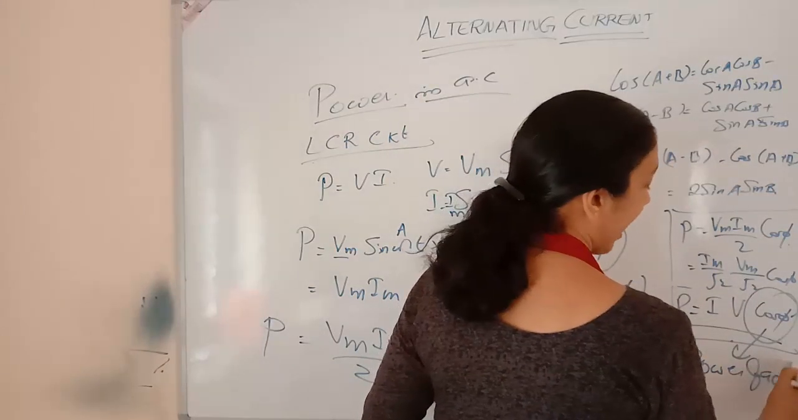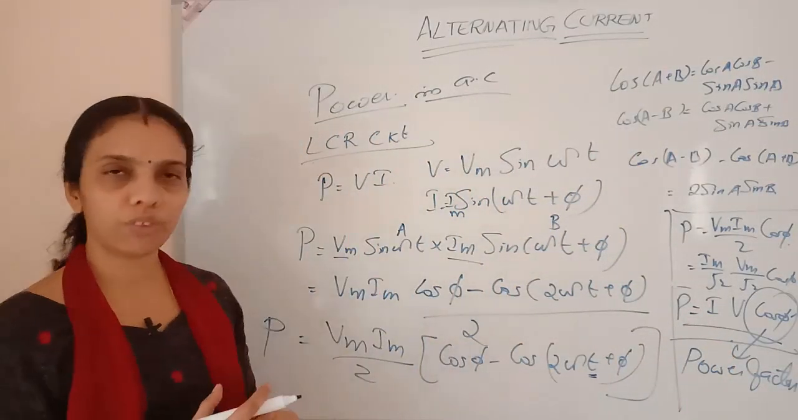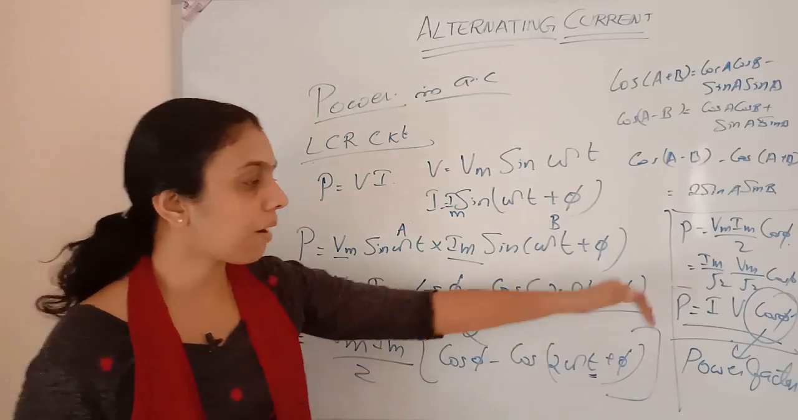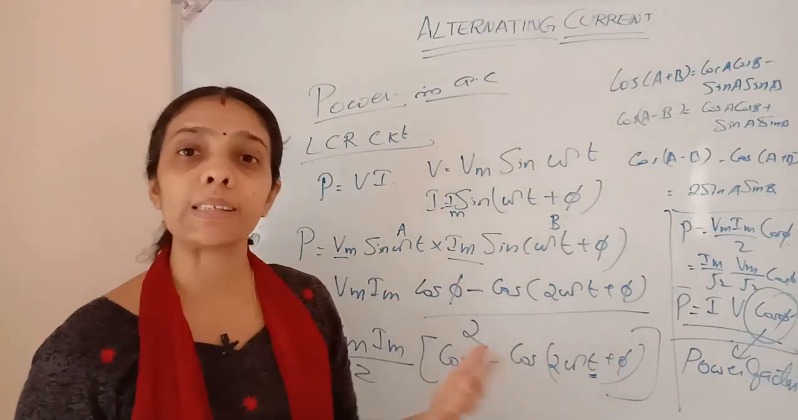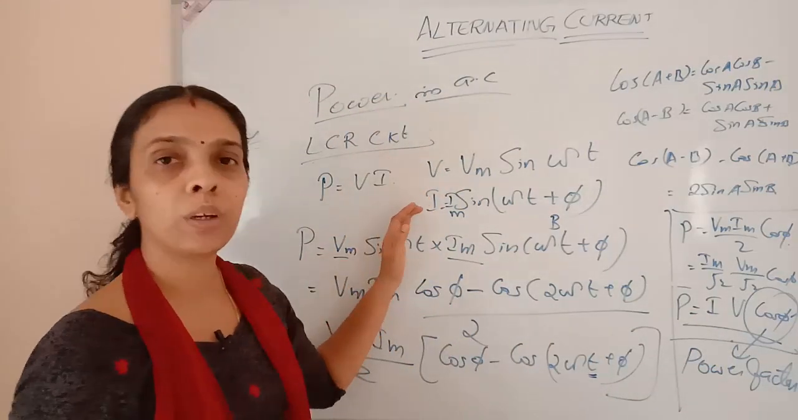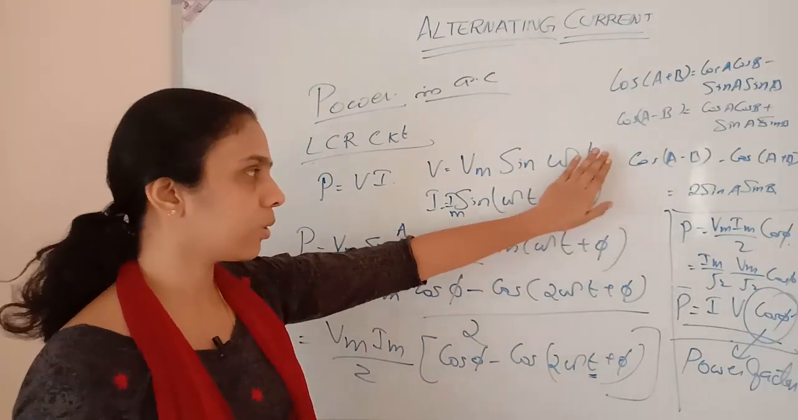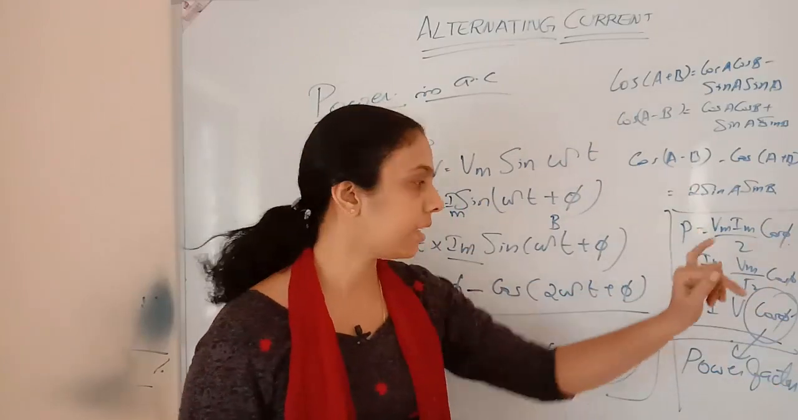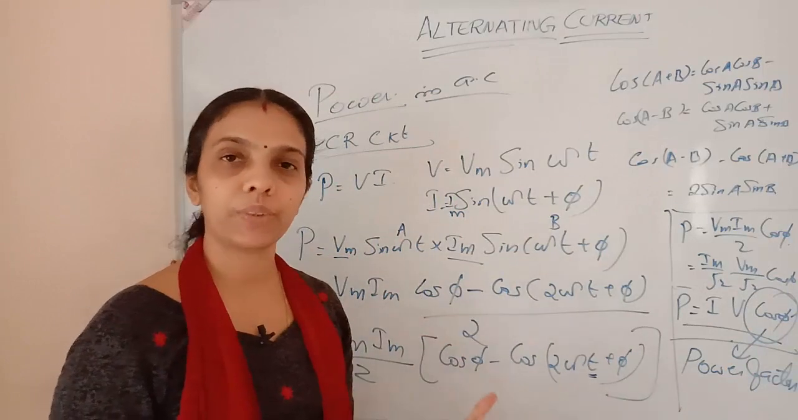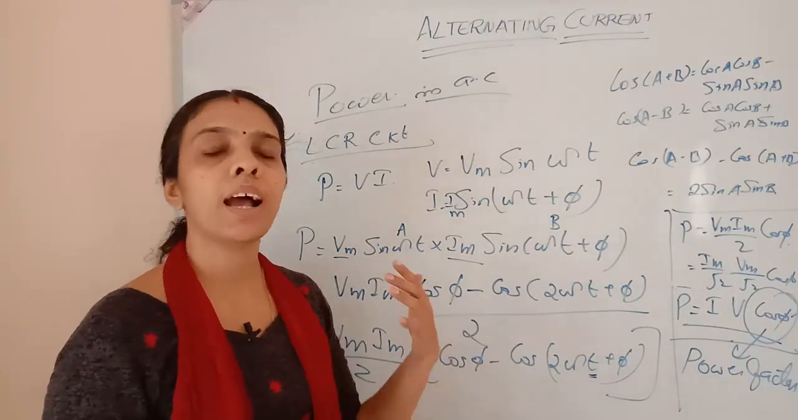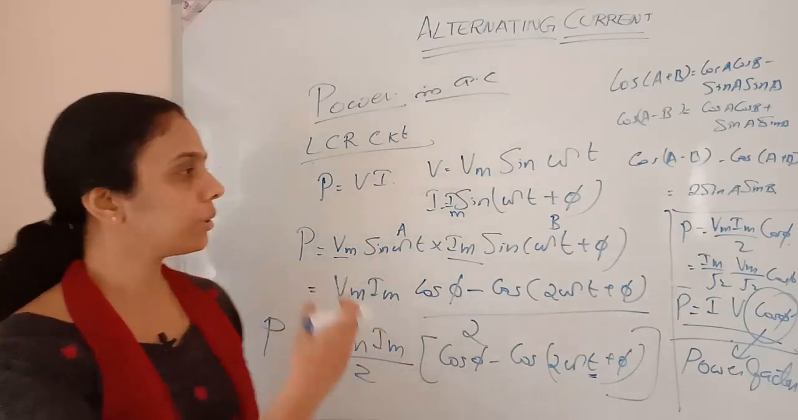Depending on the value of phi, the phase difference between I and V, this power value will be changing. I V cos phi. If the phase difference between V and I is 0, in which case will it happen? If it is a resistive circuit, phi is equal to 0. Then cos 0 is 1, and we get P equals I into V. And what will happen if we use a capacitive circuit, or an inductive circuit? That we are going to see now.